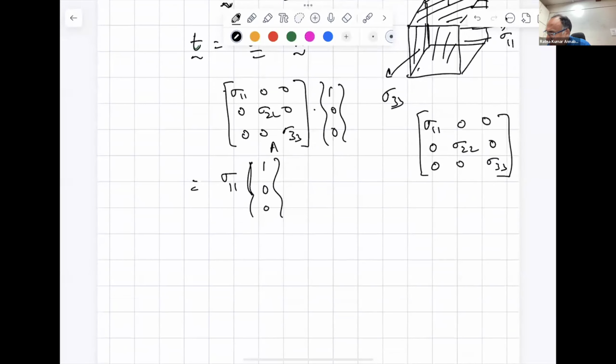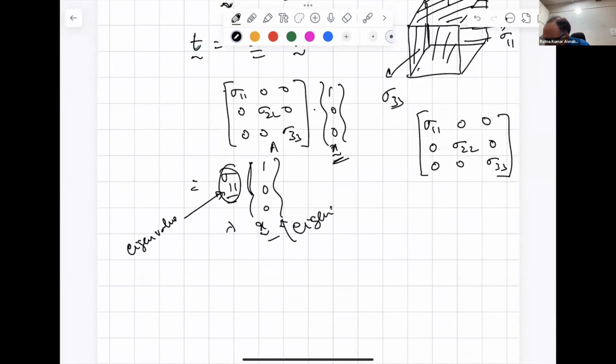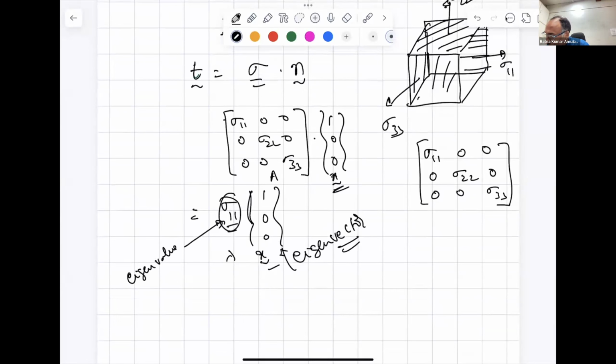So this is A x equal to lambda x. So this sigma 11 is my eigenvalue. This x remains the same, that is my eigenvector. That is the reason why sigma 11, sigma 22, sigma 33 are how you get the principal stresses, right?